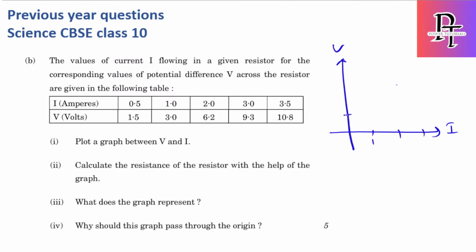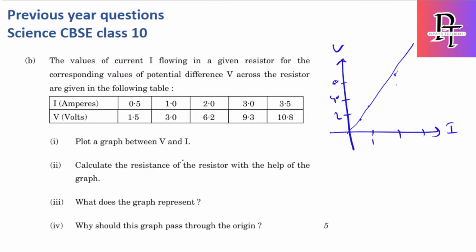And voltage, the scale is, let's take 2 volts, 4 volts, 6 volts, and so on. So based on it, if you mark it, the first one, 0.5 amperes, will be 1.5 volts somewhere here. Then 1 is 3. 2 is 6.2. If I keep this as 2, I will get 6.2 somewhere here. If you draw all the points and keep it as a straight line, it will be a straight line passing through origin.